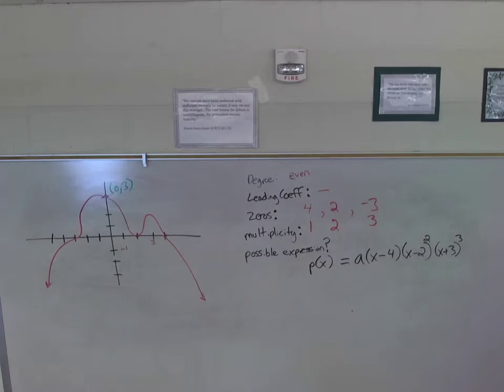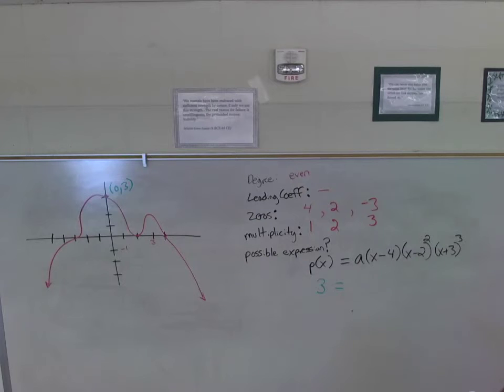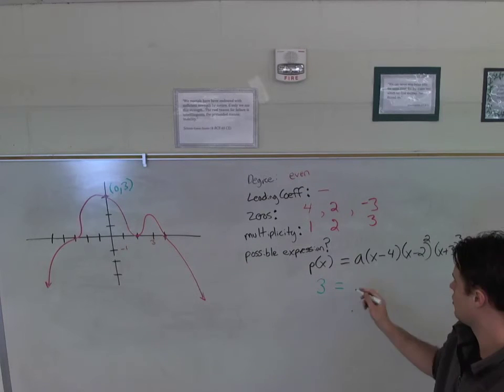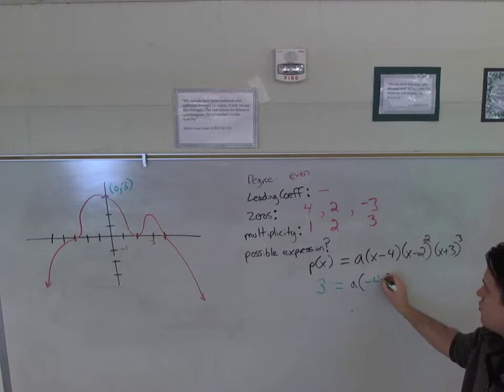So 0, 3. So x is 0, y is 3. So 3. And then we have A. You can put the negative there or not, it's up to you. I'm just going to say A. Yeah, it is going to be negative. Watch, it'll come out negative. Good question. So we're going to go 0 minus 4, that's just negative 4, isn't it?